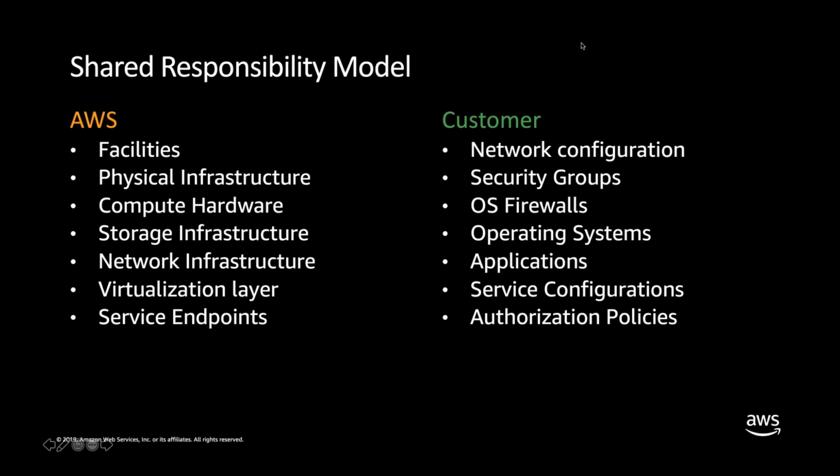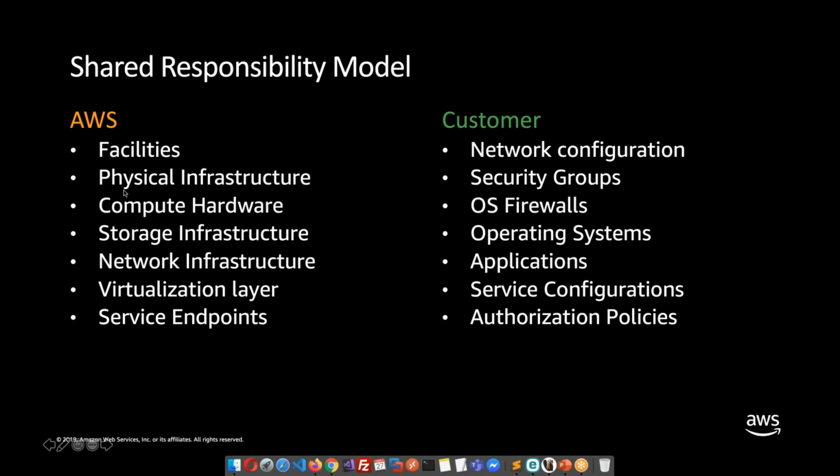In terms of security, AWS also has this shared responsibility model, wherein the security components are split into two aspects. AWS handles security for the facility, physical infrastructure, compute, storage, network, virtualization, and service endpoints. But the customer also needs to have in place the network configuration, security groups, OS firewall, operating system, application, service configuration, and authorization policy. Why is that?